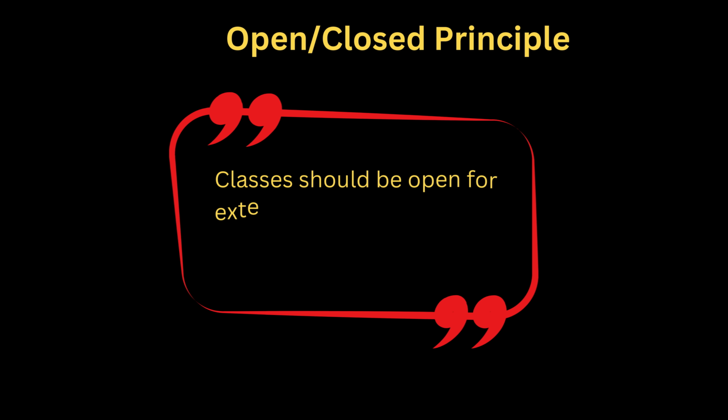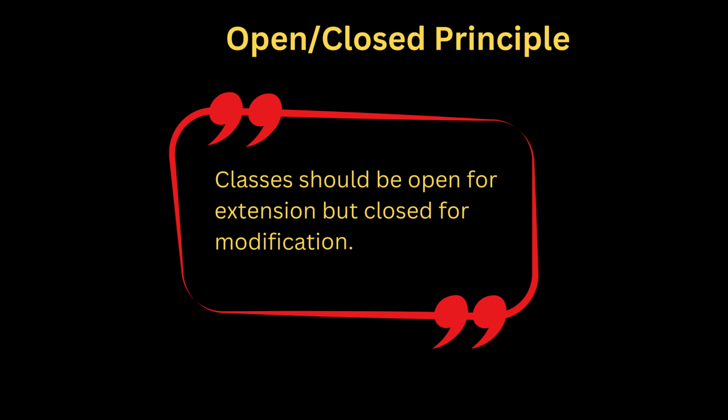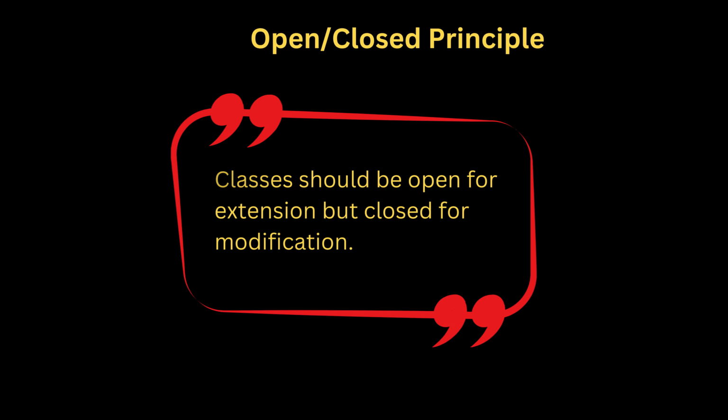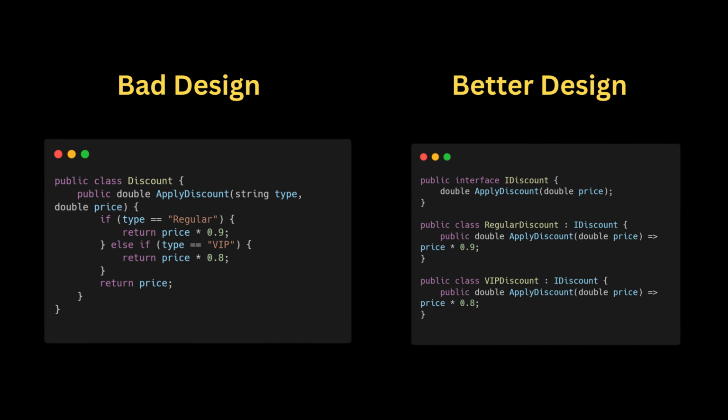Open-closed principle. Classes should be open for extension but closed for modification. In the bad design, the code must be changed if another type is added on the system. However, in the better design, it is possible to add new discount types without changing the existing code.